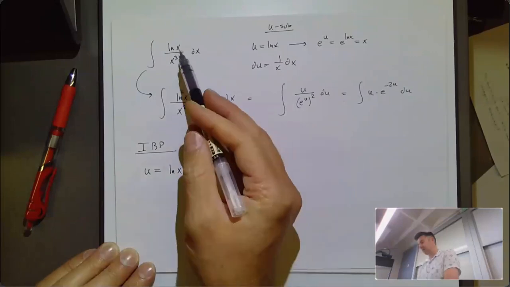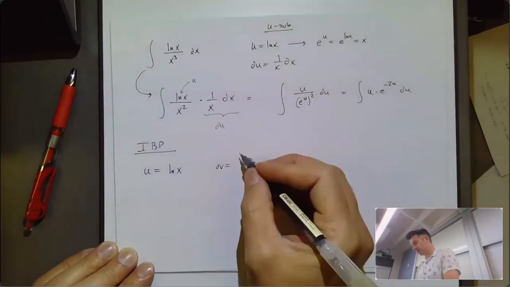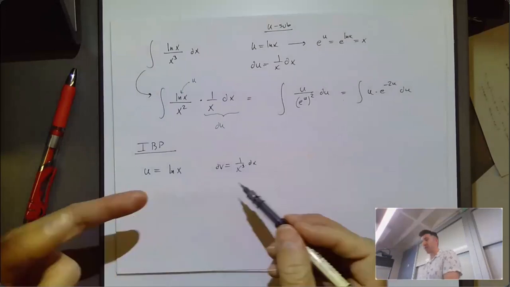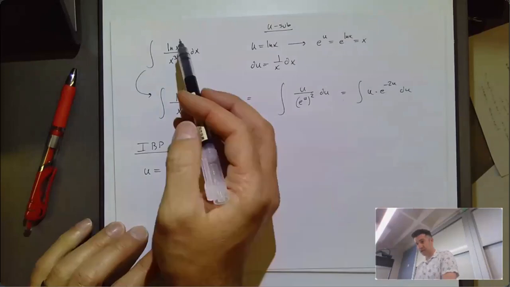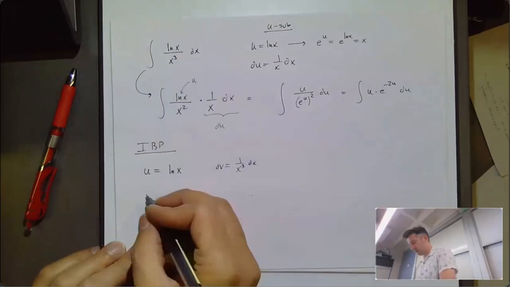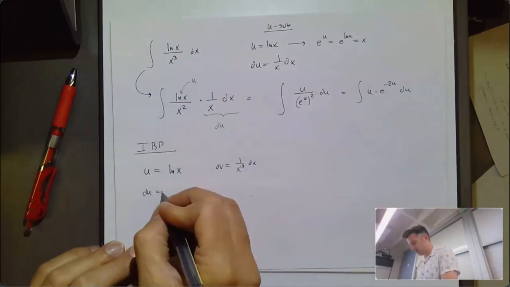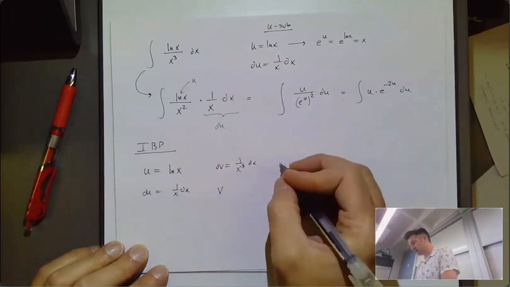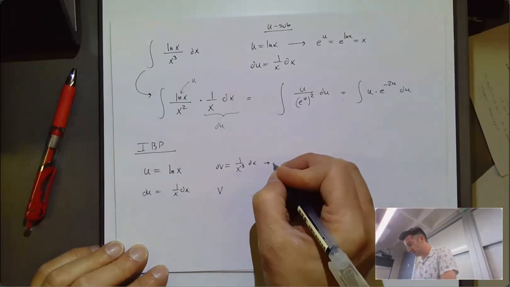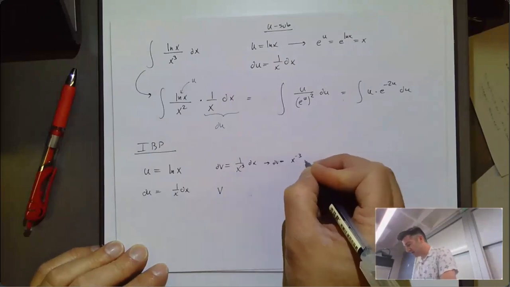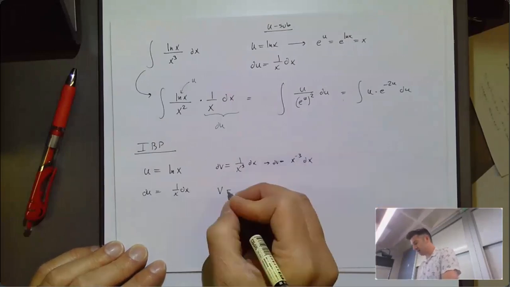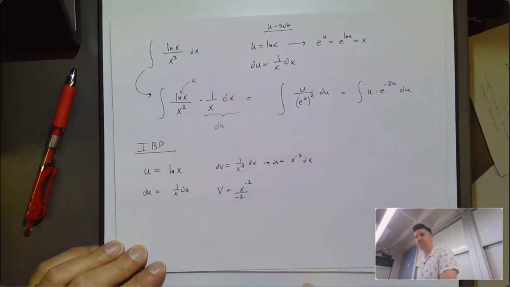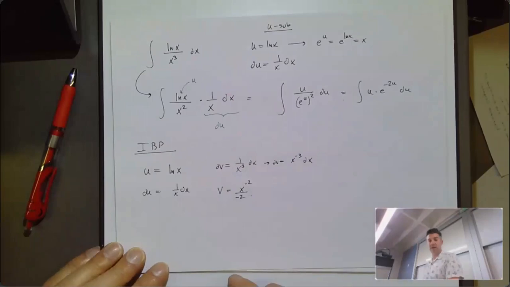So dv is going to be 1 over x cubed times dx, because again, these two things have to multiply together to be the integral. So then our du is going to equal 1 over x dx. And our v, I should probably rewrite this. dv is equal to x to the negative third times dx. So that v is equal to x to the negative 2 over negative 2, just to make it a little easier to figure out what's what.